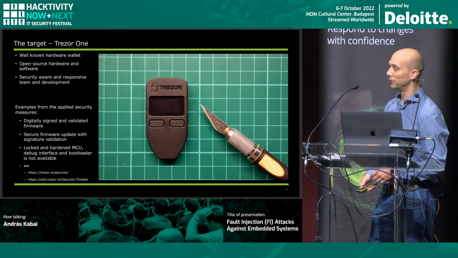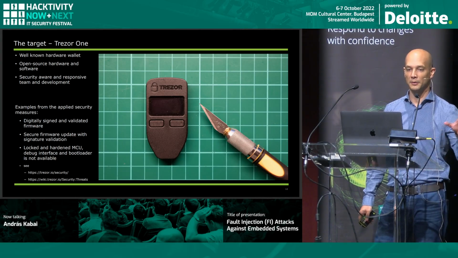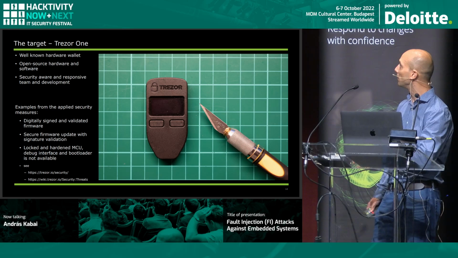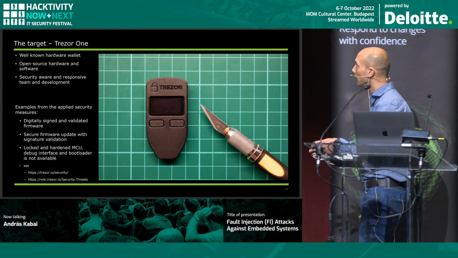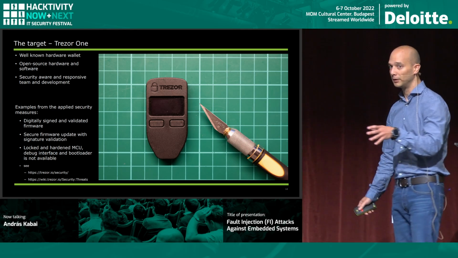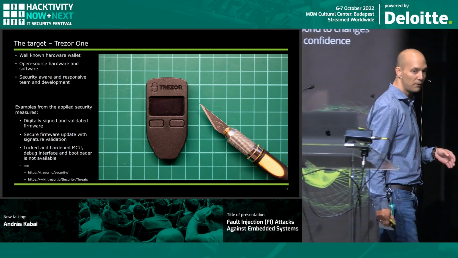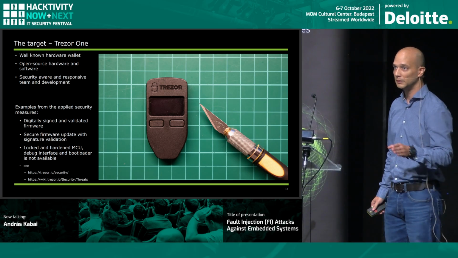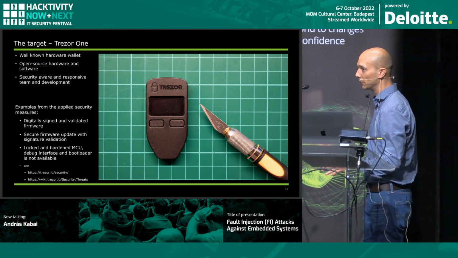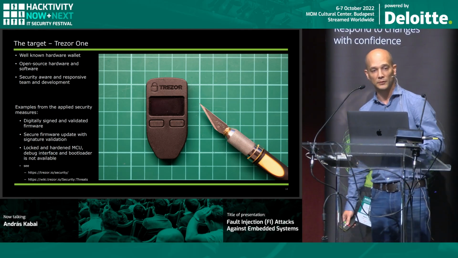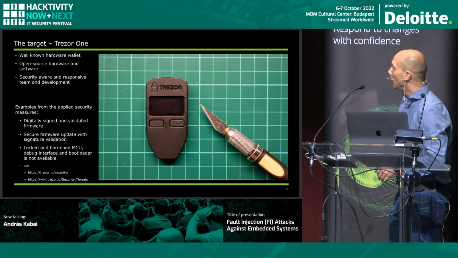I think all of you know this target. This is a Trezor 1, a well-known crypto wallet, open source, open hardware, very nice stuff. By the way, they have a very good and responsive team. They react to security issues quite fast, and the development they did with the firmware is very good. So they have a quality firmware. So from a software perspective, it is very nice.